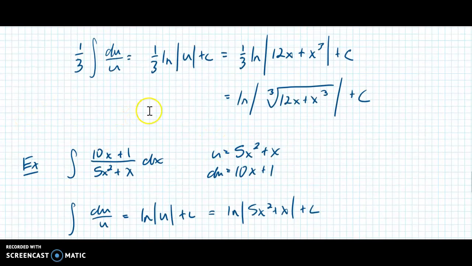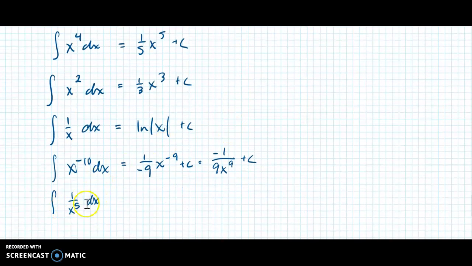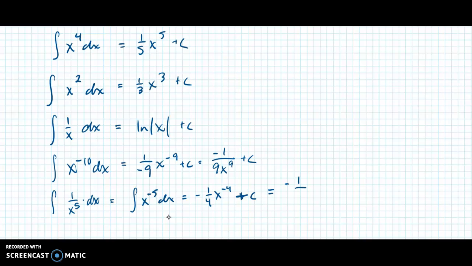After I introduce these things with this u sub, people start messing up this. People look at this and they say, oh, it's ln of x to the 5th. No, shake your head, no. When I see this, I still have to use power rule. So this is the same as the integral of x to the negative 5 dx, which is negative 1 over 4 x to the negative 4th plus c, which is negative 1 over 4x to the 4th plus a constant.